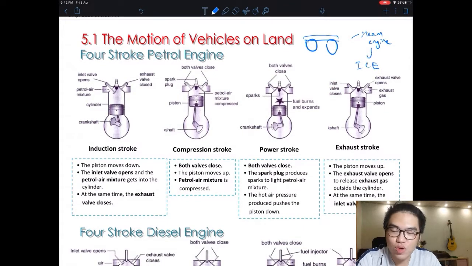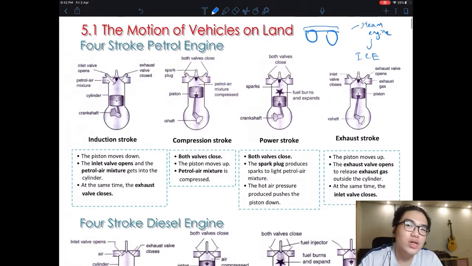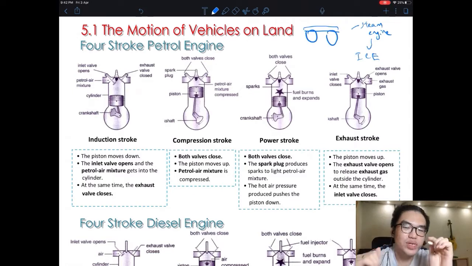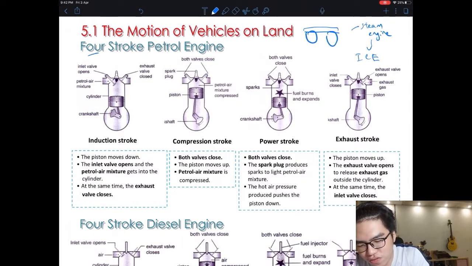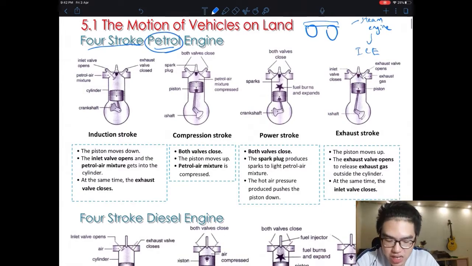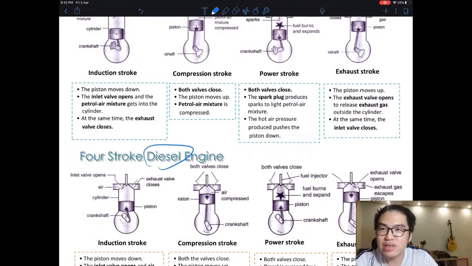So today we are going to learn about this 4-stroke petrol engine. We are going to learn about 3 types of engine today. One is the 4-stroke petrol engine, one is the 4-stroke diesel engine, and then another one is the 2-stroke engine. It will make sense, I swear. So why is it called a 4-stroke petrol engine? Because it uses petrol, obviously. Like later we are going to learn, it's diesel.